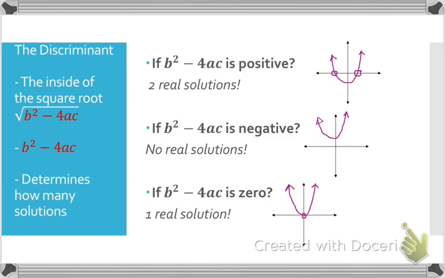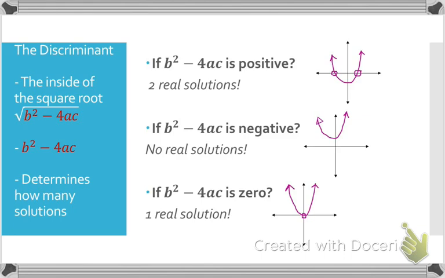Now, I want to bring this up again. I know we haven't seen this in a while, but the discriminant. If you guys remember, the discriminant is the inside of the square root, the square root of b squared minus 4ac. And it helps us determine how many solutions are in a quadratic equation.